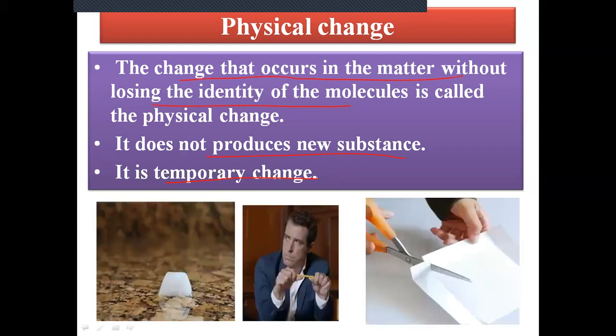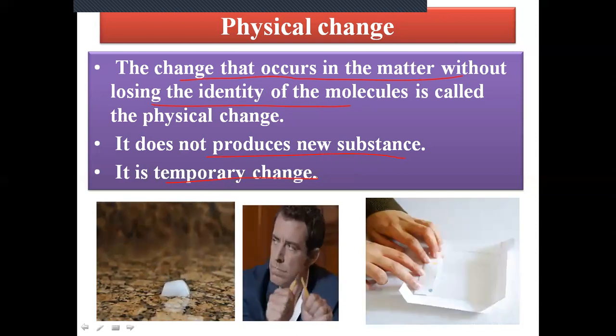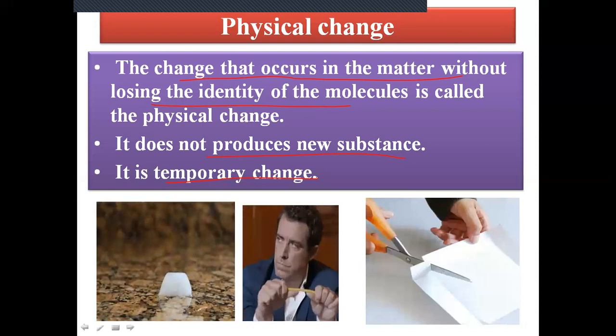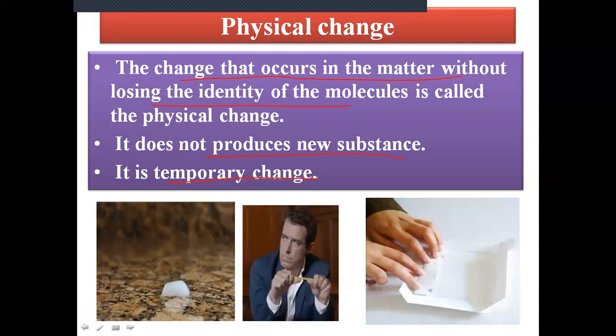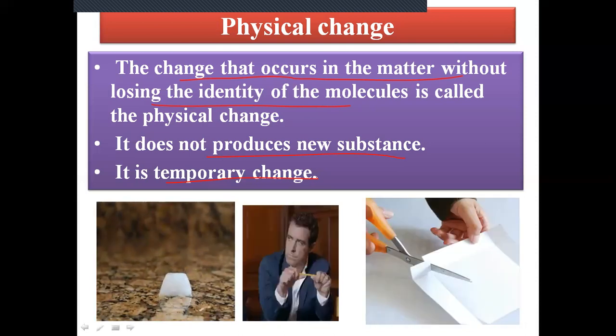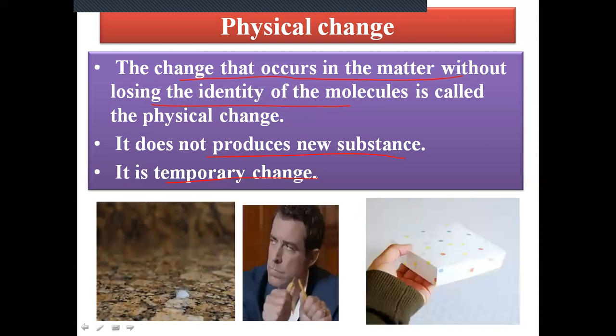For example, melting of ice. Melting of ice into water is a physical change. Why? Because whether it is ice or liquid water, it has the same molecular structure, that is H2O. So it is considered a physical change. Here ice is in a solid state, and water is in a liquid state. But their molecular structure is the same. No change in the molecular identity. That's why it is known as a physical change.